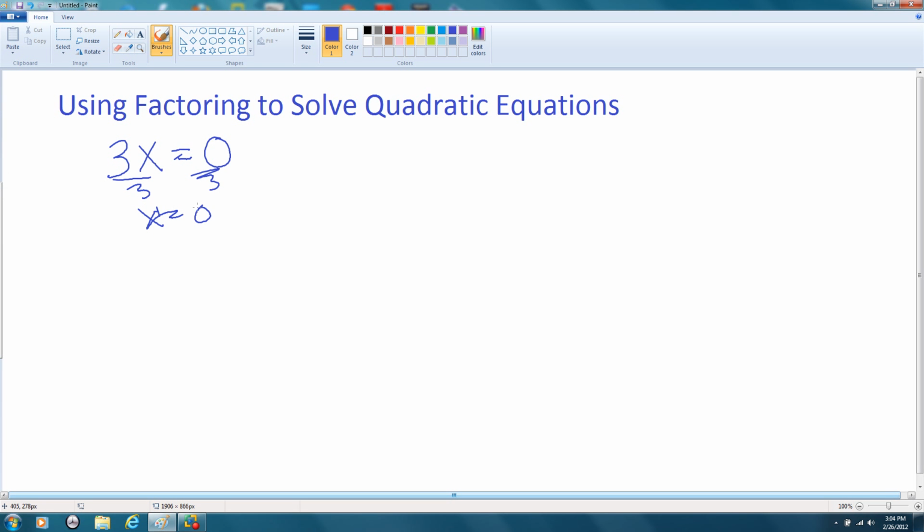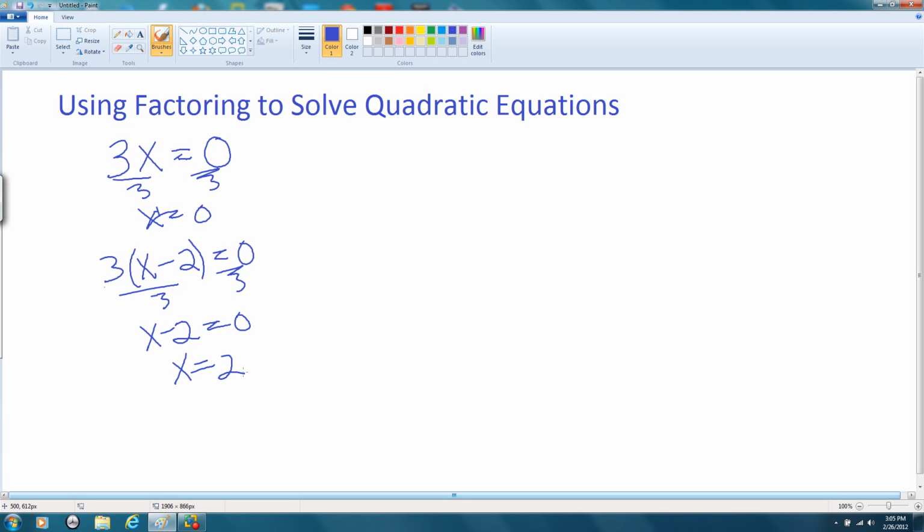Similarly, when we have something like 3 times x minus 2 is equal to 0, we could divide both sides by 3, and we would get x minus 2 is equal to 0. But when we have things multiplied together, we know that one or both of the factors must be equal to 0. Here, 3 isn't 0, so this must be equal to 0. So here, we could divide by 3 if we wanted to, but we know that x minus 2 is equal to 0. And then we can solve that for x by adding 2 to both sides, and we get x is equal to 2.